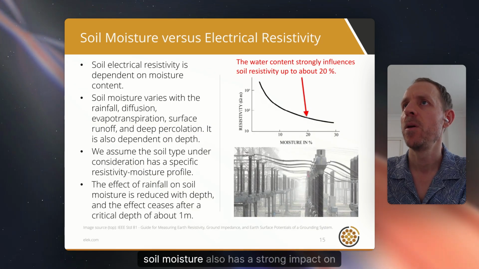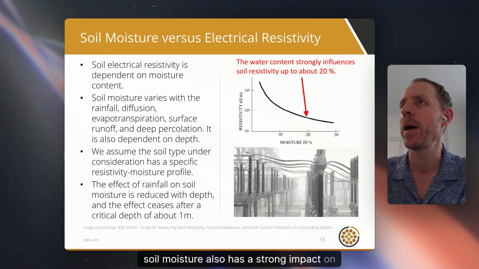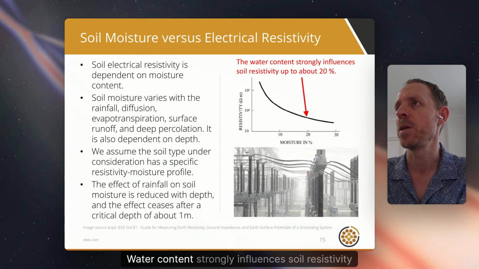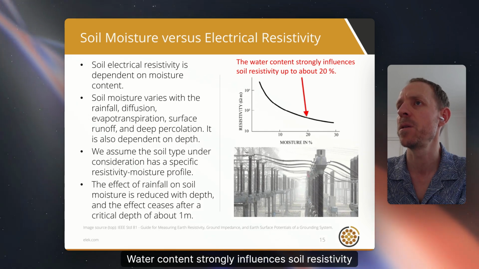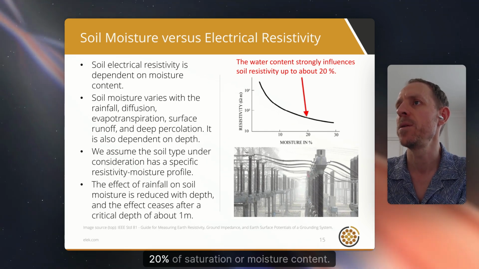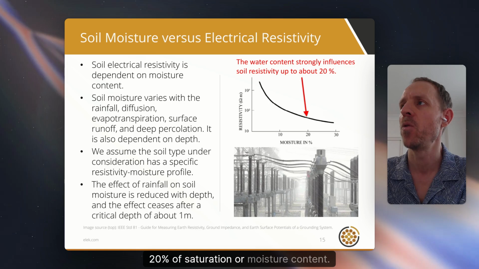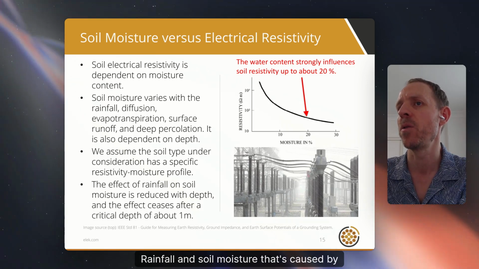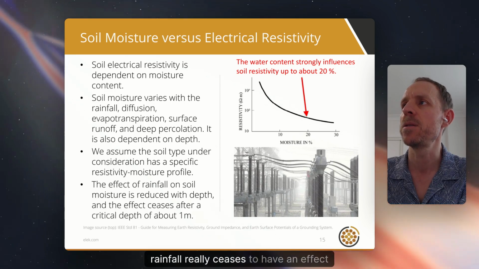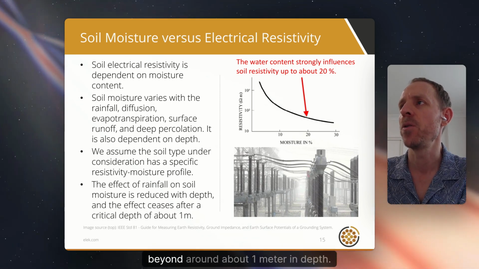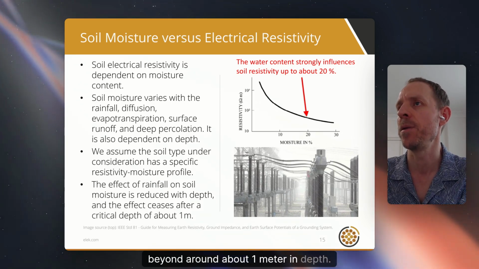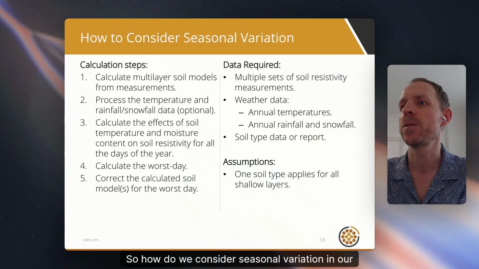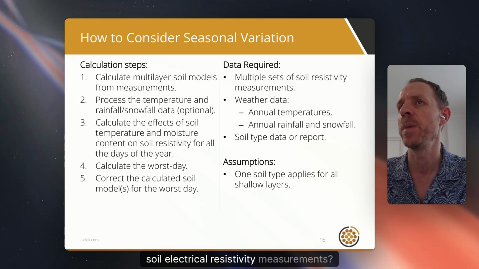Soil moisture also has a strong impact on electrical resistivity of soils. Water content strongly influences soil resistivity up to about 20% of saturation or moisture content. Rainfall and soil moisture that's caused by rainfall really ceases to have an effect beyond around about 1 meter in depth. So how do we consider seasonal variation in our soil electrical resistivity measurements?